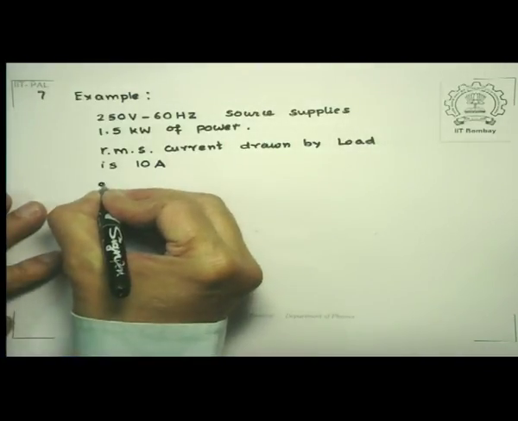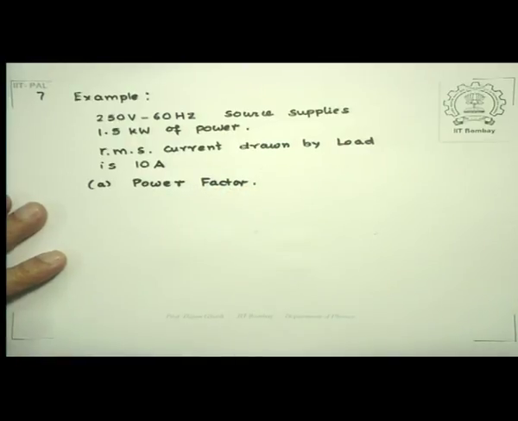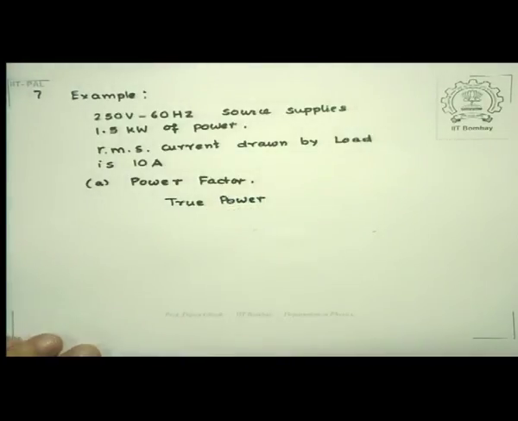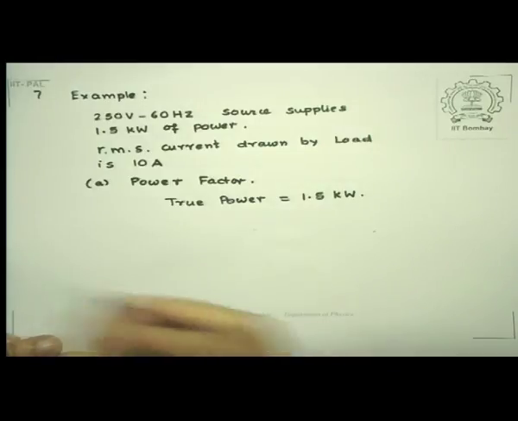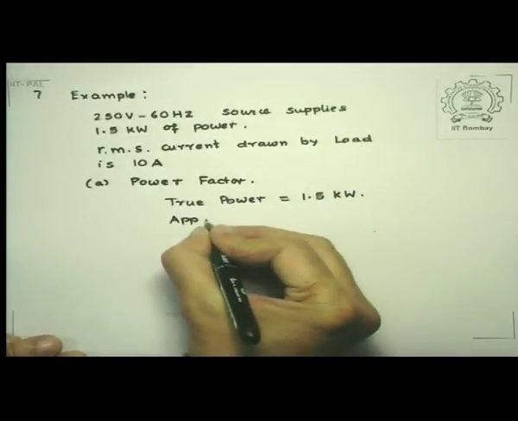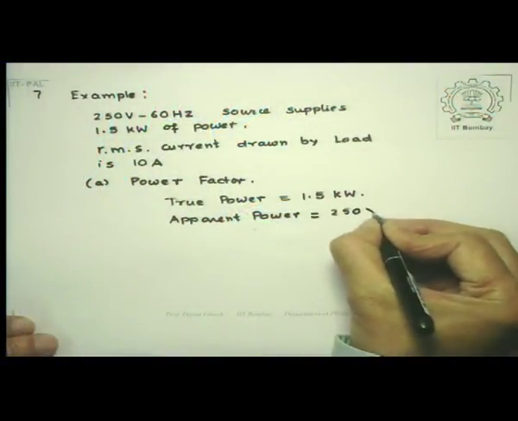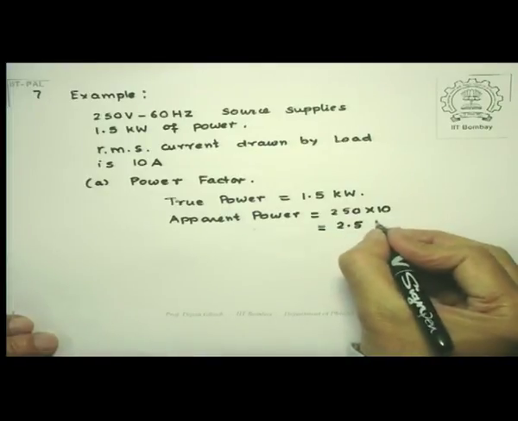So first thing that I want to calculate is the power factor. Notice one thing, that we have been given that the true power, which is, as I said, the amount of power supplied by the source, is equal to 1.5 kilowatts. Now I know how much is the apparent power. The apparent power is known to me because I know the voltage of the source and the current that the load is drawing. So this is 250 multiplied by 10 amperes, and that is equal to 2.5. Now it is not written in kilowatt, but it will be written in kilovolt amperes.